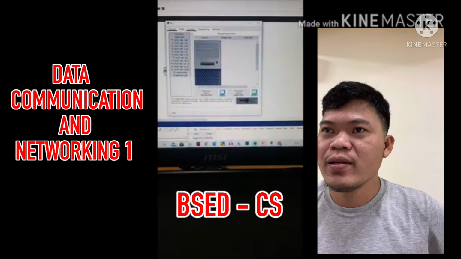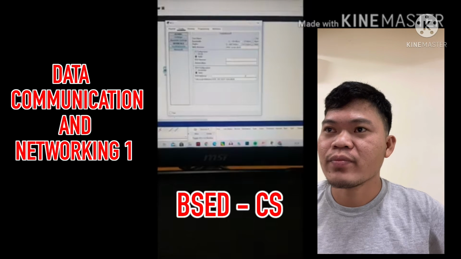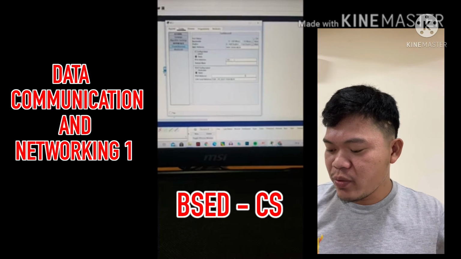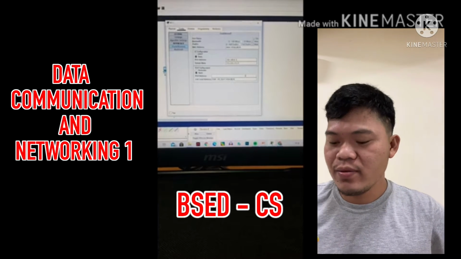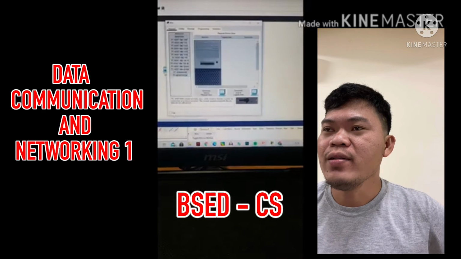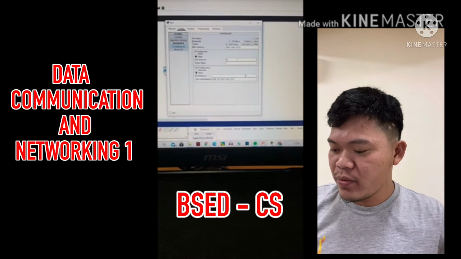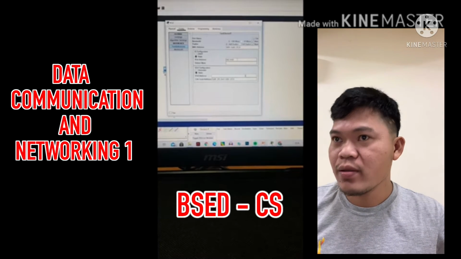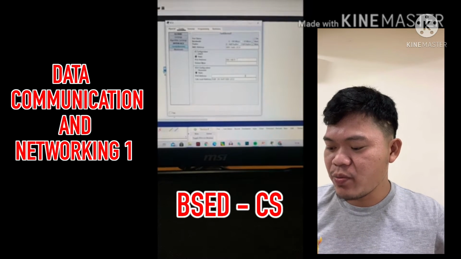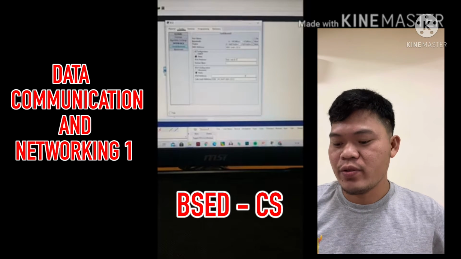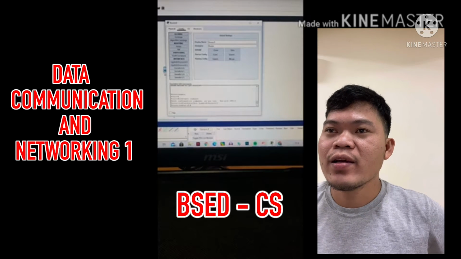Then the PC3, FastEthernet, 192.168.0.3. Alright, enter. And the other one, FastEthernet0, 192.168.0.4. So enter. So they already have unique addresses.